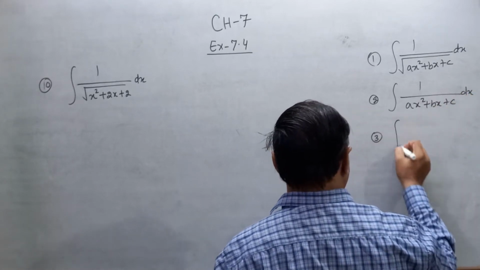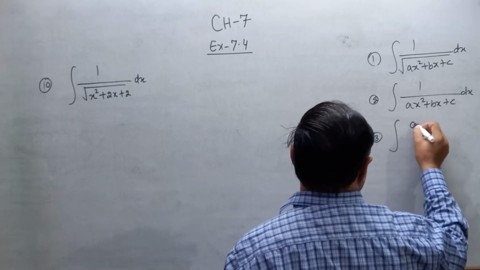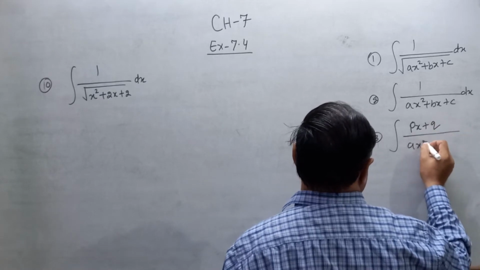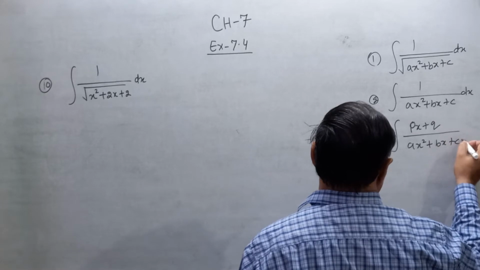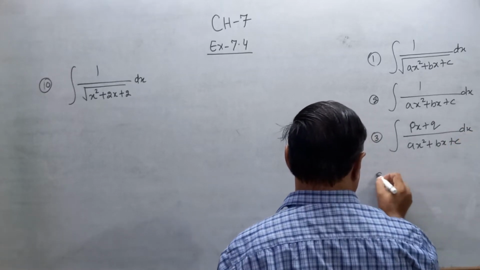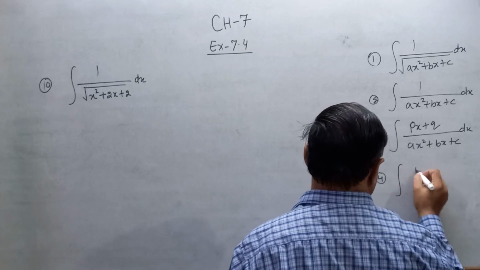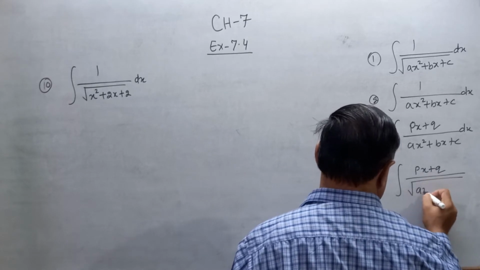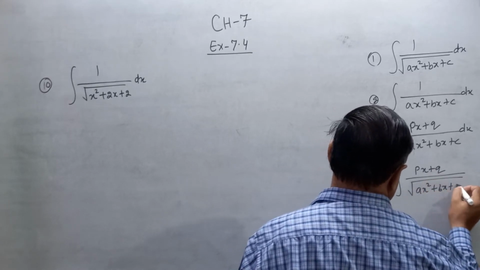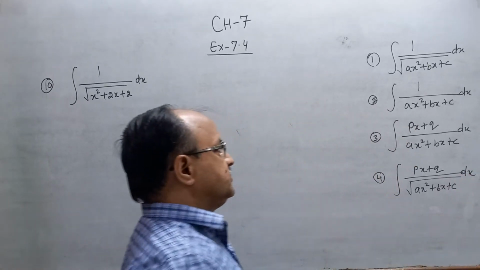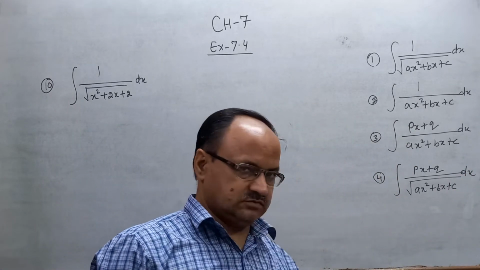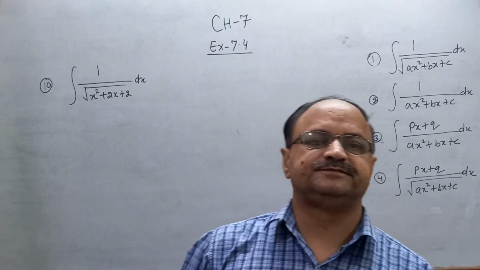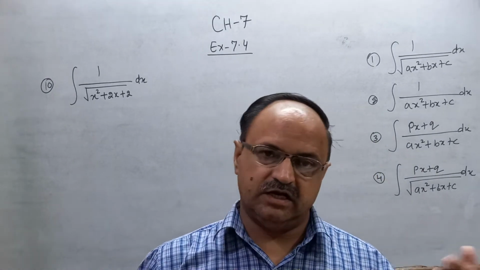And third, linear upon quadratic, px plus q upon ax square plus bx plus c. And fourth, integration linear upon root quadratic ax square plus bx plus c. Today we try to solve these four types of problems, that is 1 upon quadratic, 1 upon root quadratic, linear upon quadratic and linear upon root quadratic.